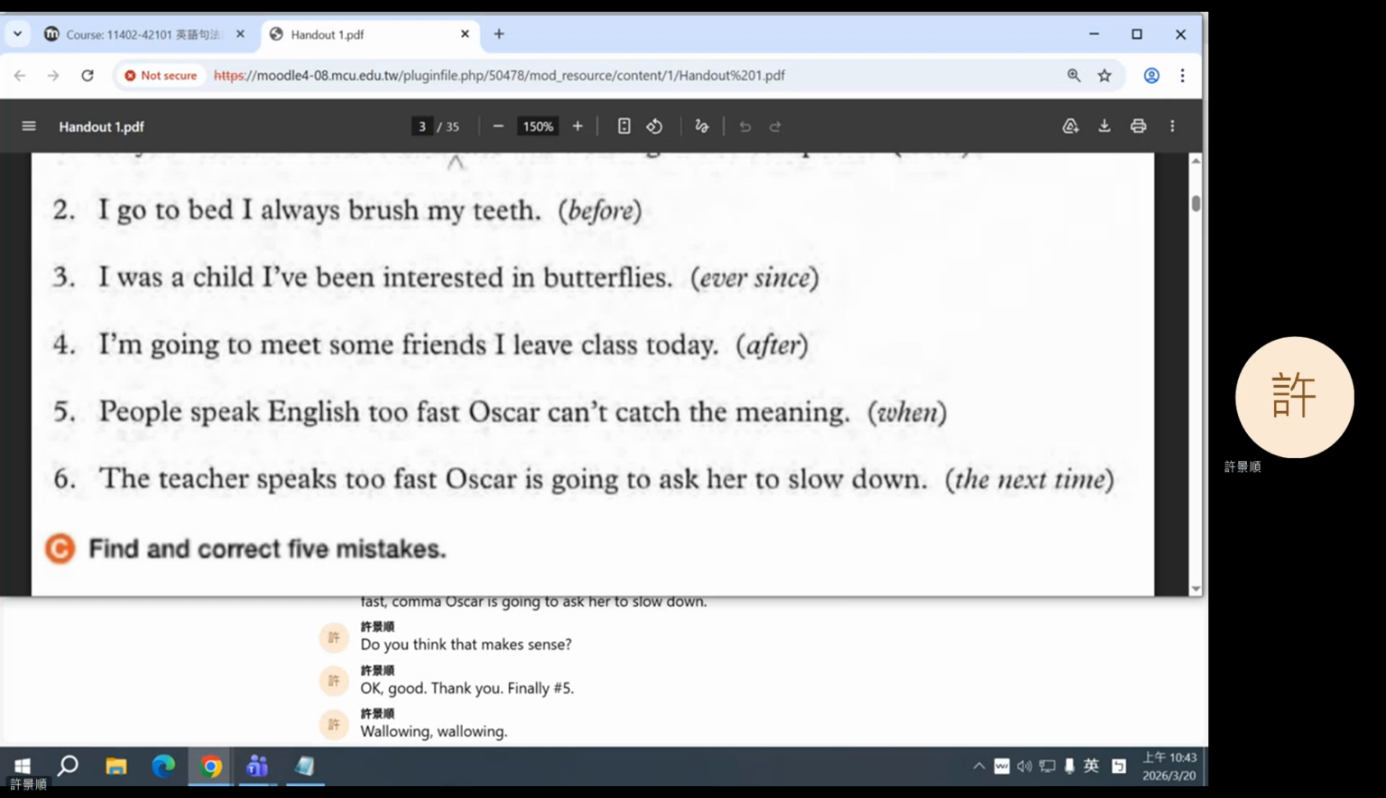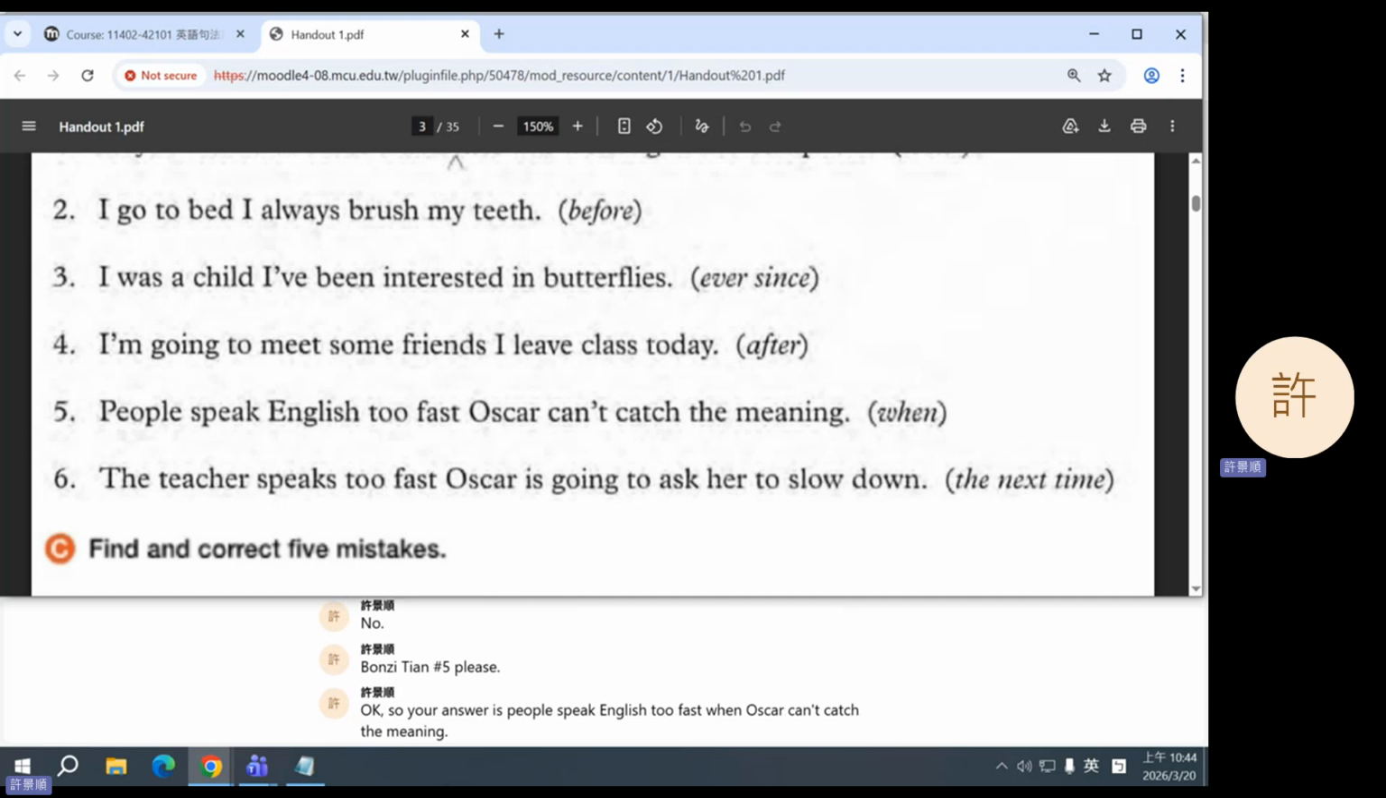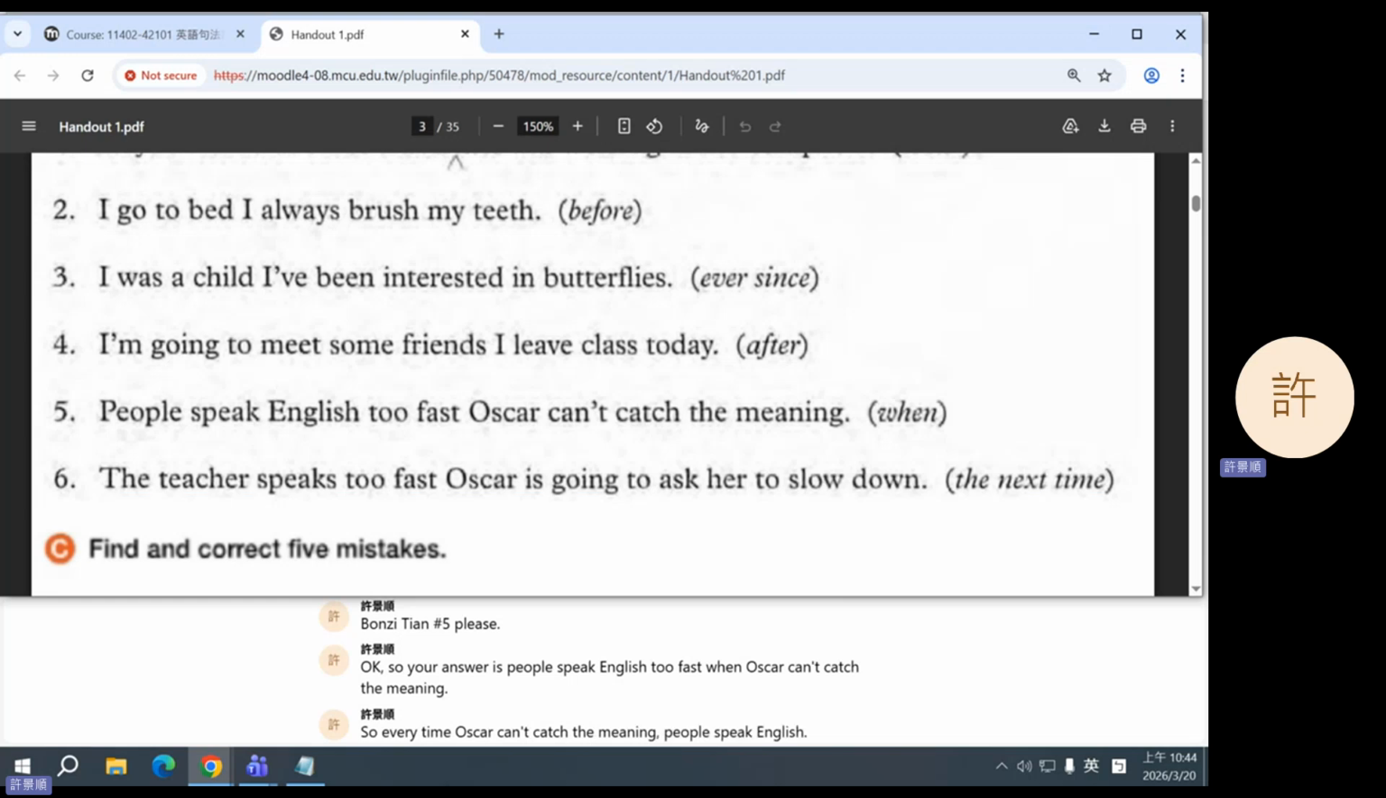No. Number 5, please. Okay, so your answer is people speak English too fast when Oscar can't catch the meaning. So every time Oscar can't catch the meaning, people speak English too fast. Could there be a better answer?